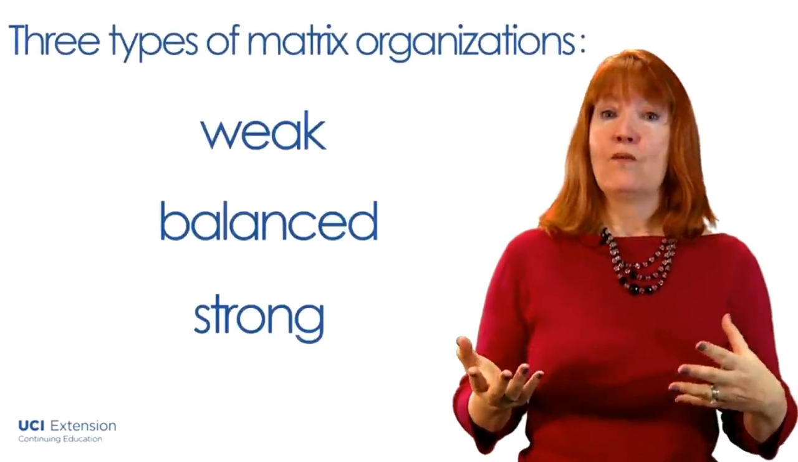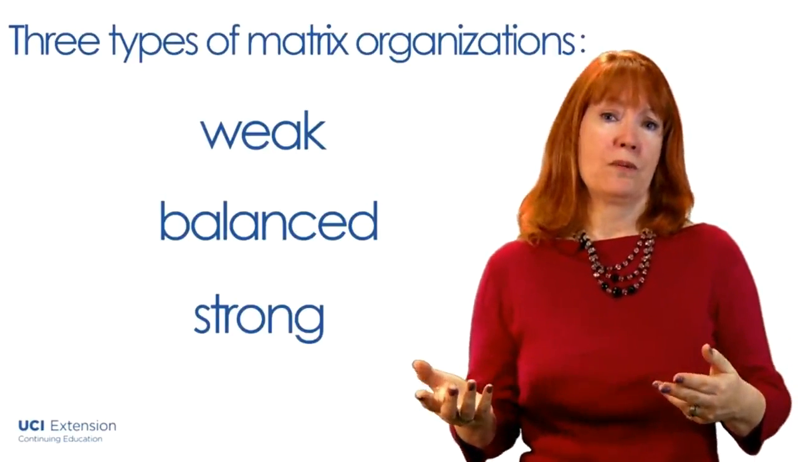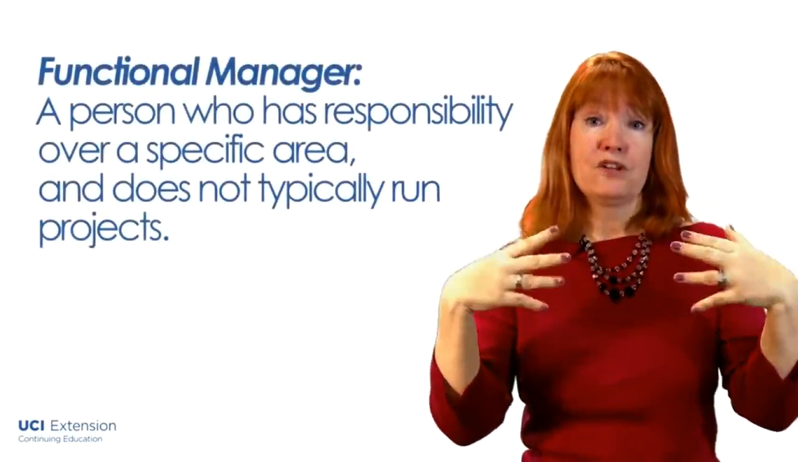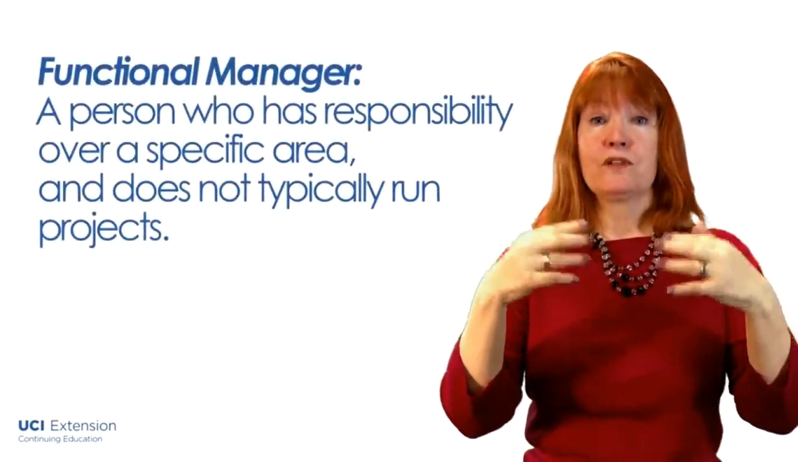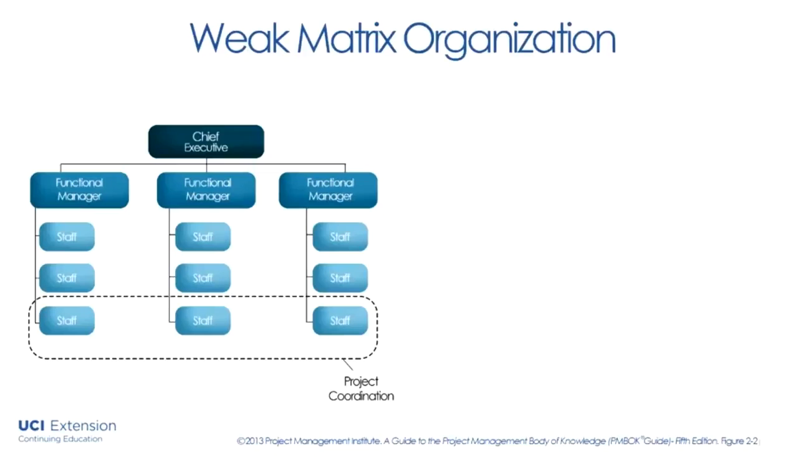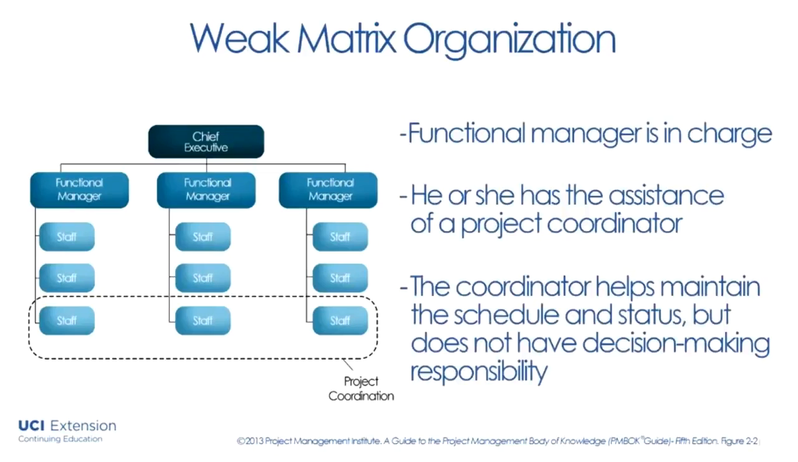Now we're going to look at 3 types of matrix organizations: weak, balanced, and strong. The designation of weak, balanced, or strong has to do with who has more power or control over the project, the functional manager or the project manager. And remember that a functional manager is someone who has a responsibility over a specific area and doesn't typically run projects. In a weak matrix, the functional manager is in charge, and he or she will probably have the assistance of a coordinator. The project coordinator will help maintain the schedule and the status and assist the functional manager, but the coordinator is not going to have any decision-making responsibility.